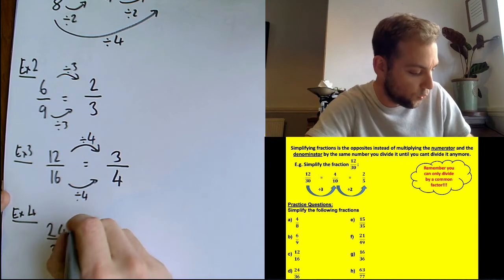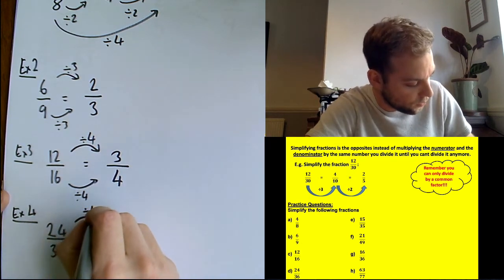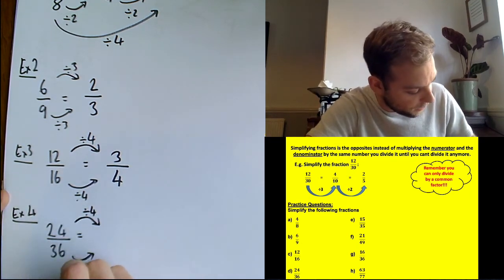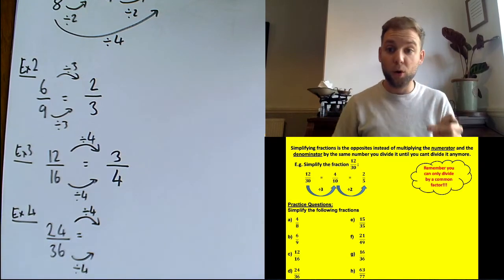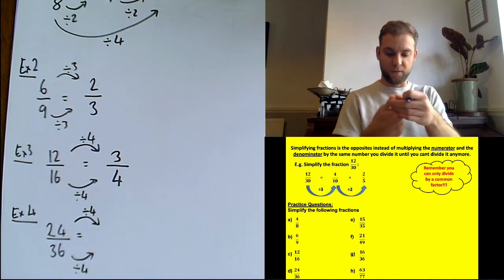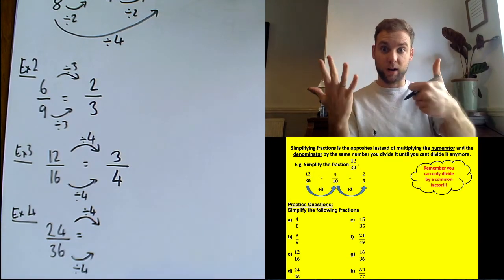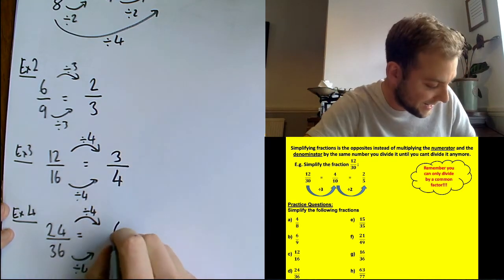So let's do 4 and 4. So divided by 4 and divided by 4. So how many times does 4 go into 24? Well, it goes in 4, 8, 12, 16, 20, 24. So it goes in 6 times.